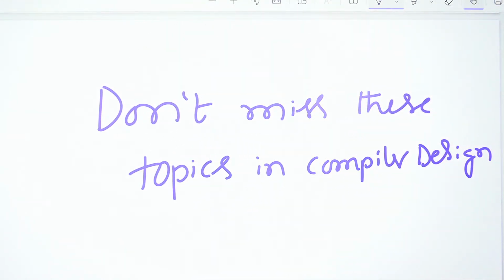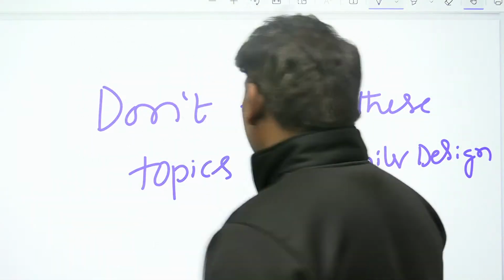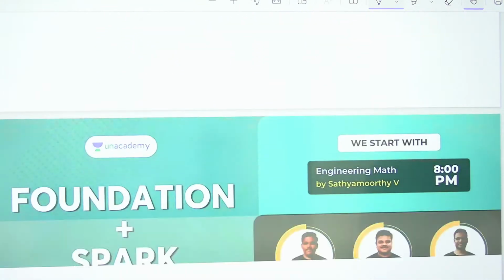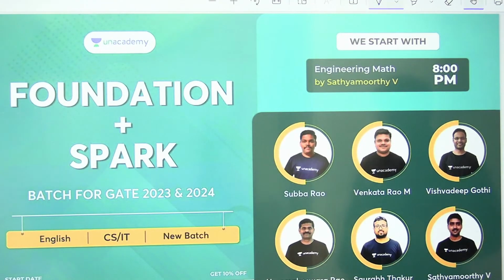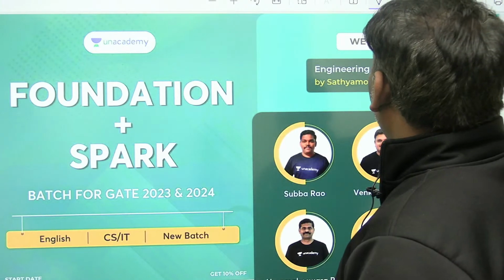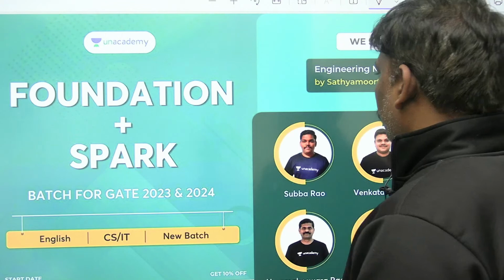Don't miss these topics in compiler design. What are those? I will say clearly. Please follow this. And before going to the actual topic, let me say one small thing to you.